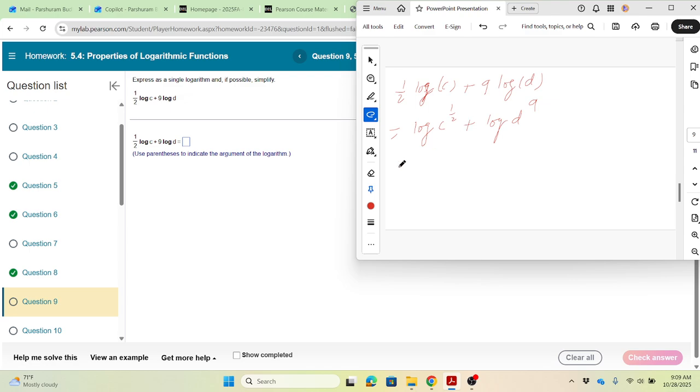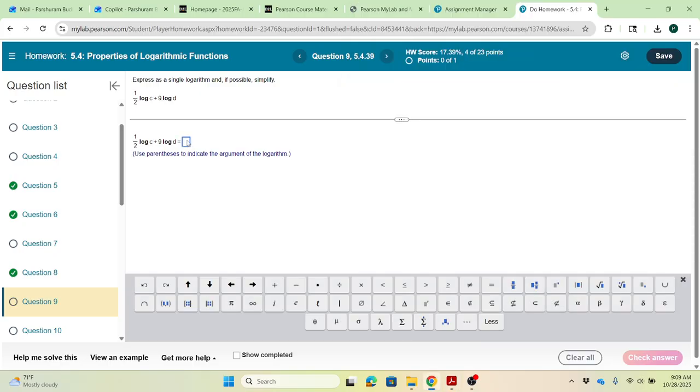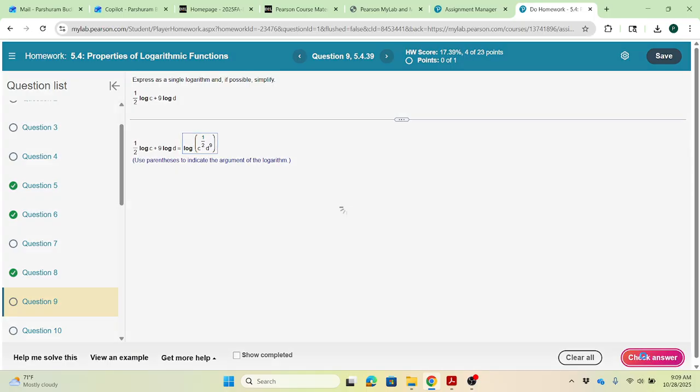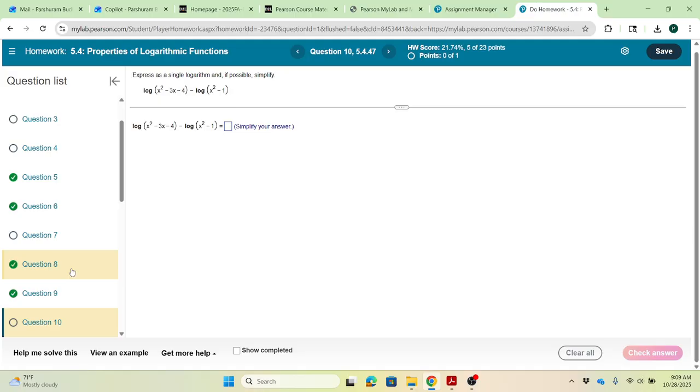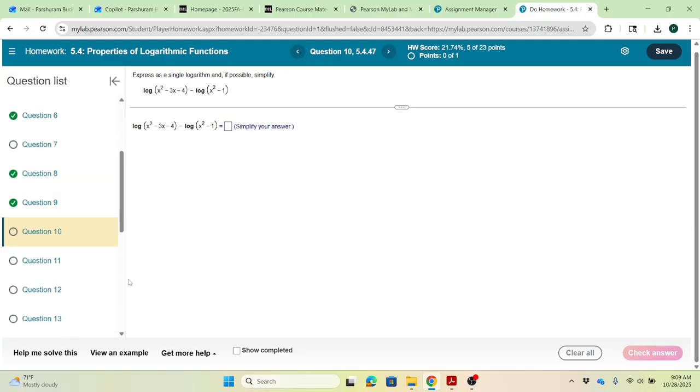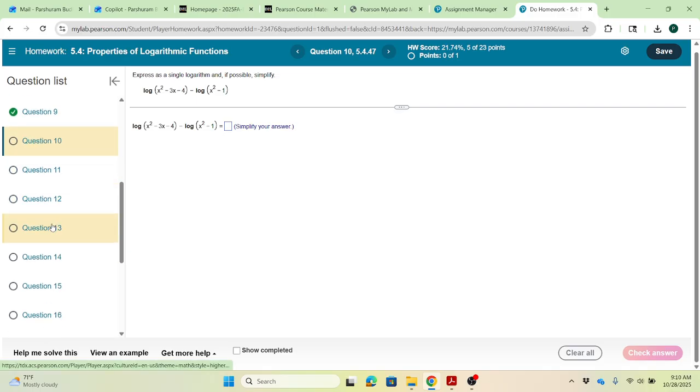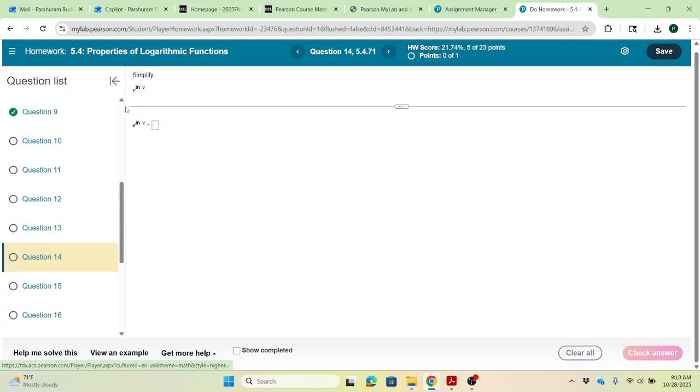And now because there is a plus sign, you can write down log of c to the power half times d to the power 9 using the product rule. So it's a single log: c to the power half and d to the power 9. So that's the problem. Okay, I will go to the next problem.